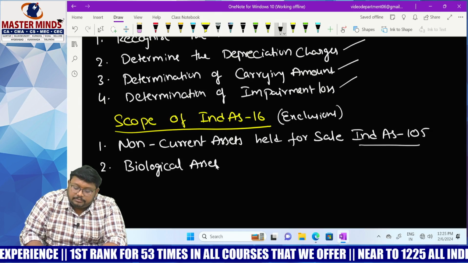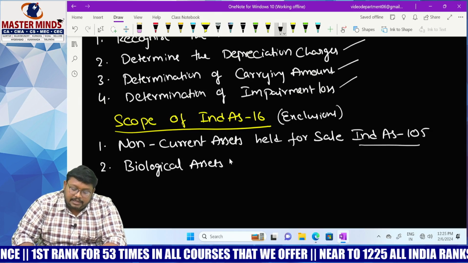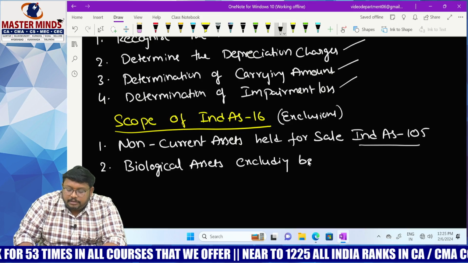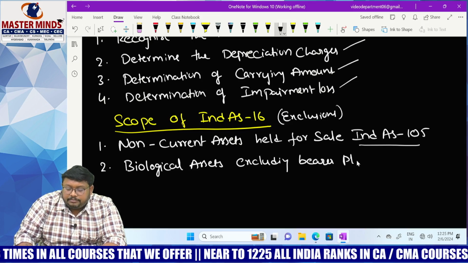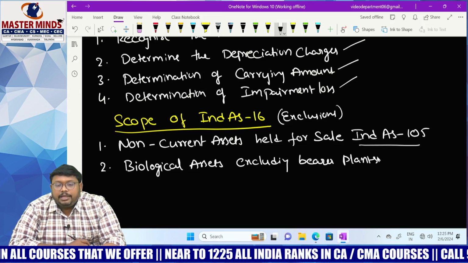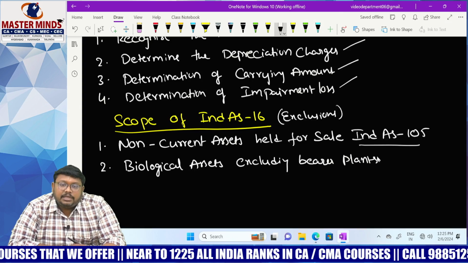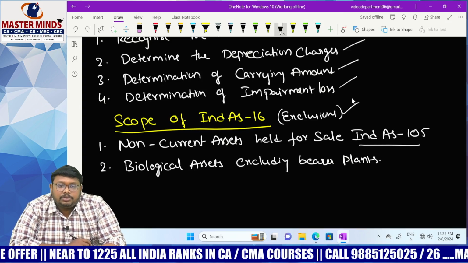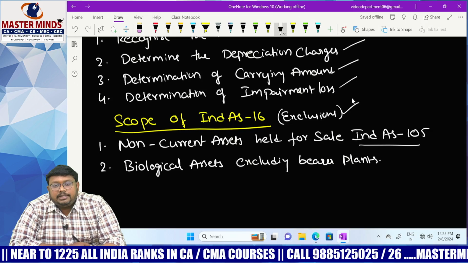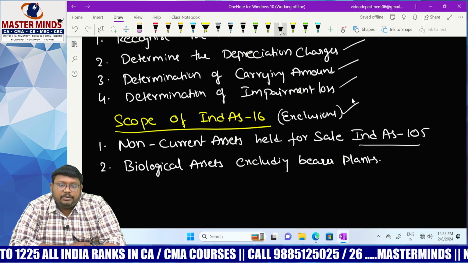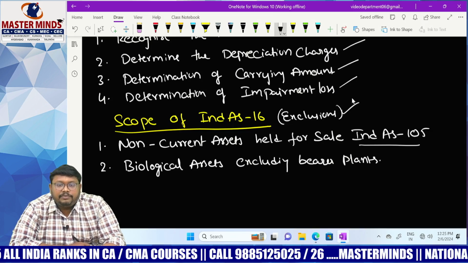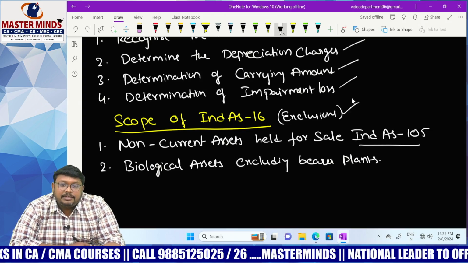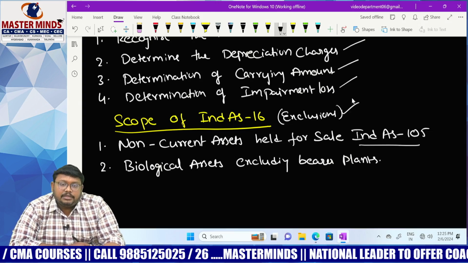biological assets excluding bearer plants. We are talking about exclusions, which do not come under the scope of Ind AS 16. So biological assets excluding bearer plants do not come under the scope of Ind AS 16. That means bearer plants will come under the scope of Ind AS 16. Yes, bearer plants will come under the scope of Ind AS 16.